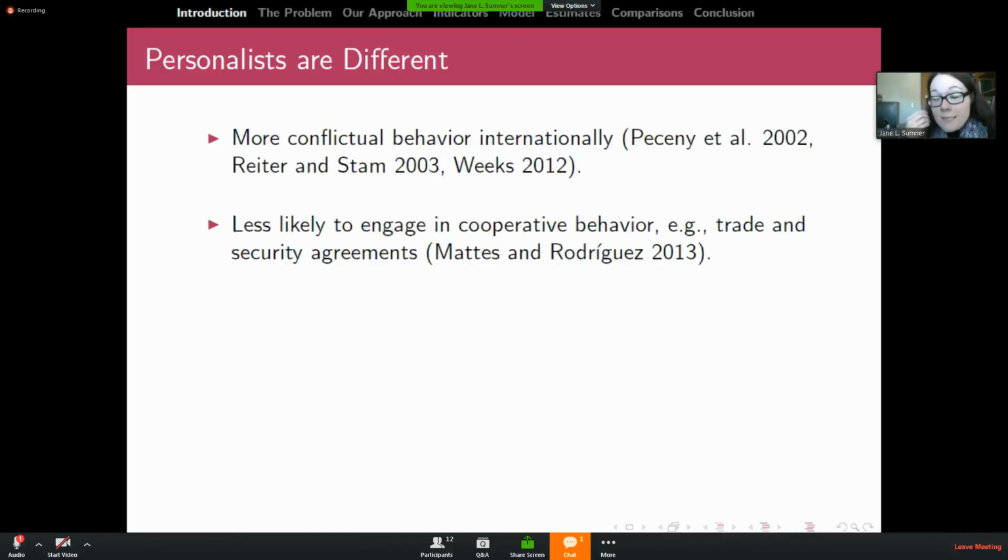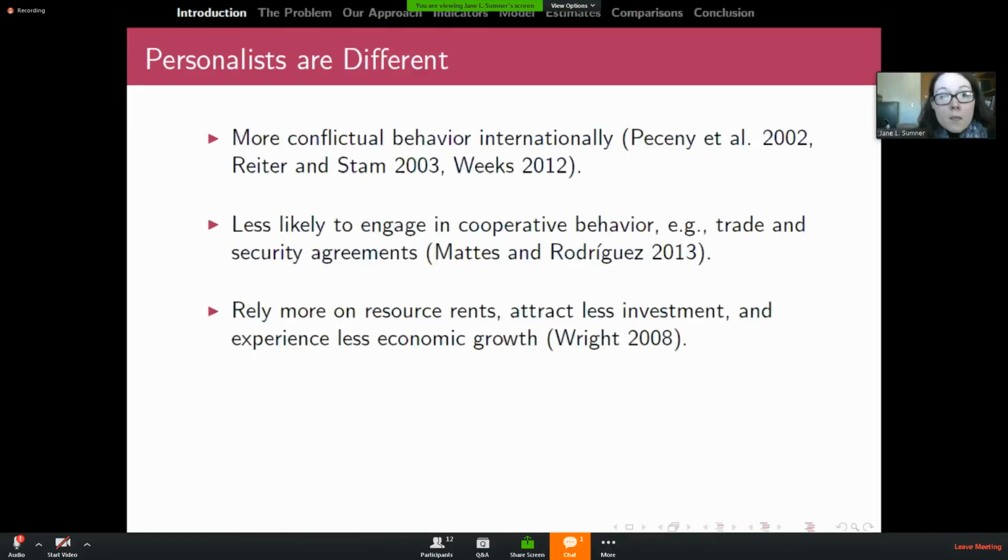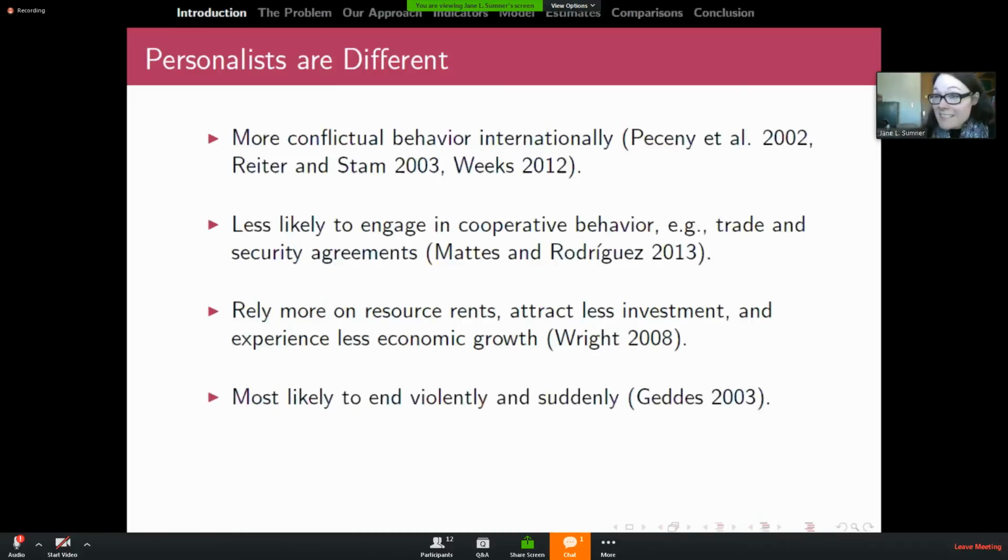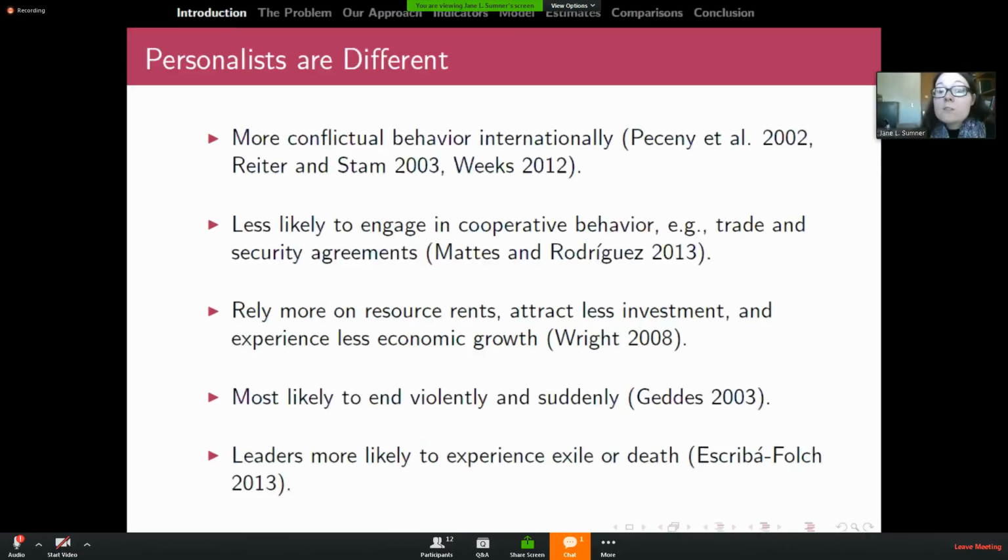Along with that, they're less likely to engage in cooperative behavior. So they're less likely to sign trade agreements, they're less likely to sign security agreements, they're generally just less likely to be good global citizens. They're different domestically. They rely more on resource rents, they tend to attract less investment, and they fare less well economically than other autocratic regimes. Their regimes are more likely to end violently and suddenly, and in this violent and sudden end, their leaders are more likely to experience exile or death.